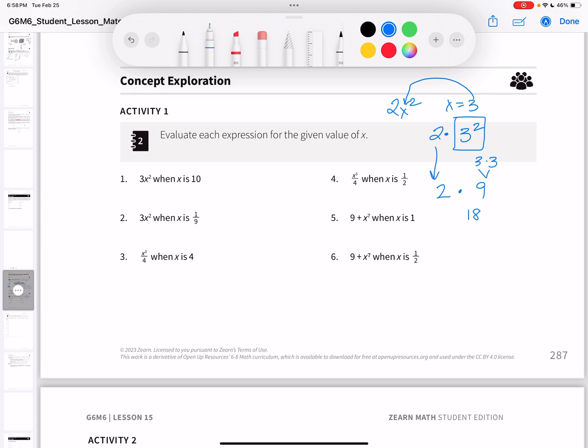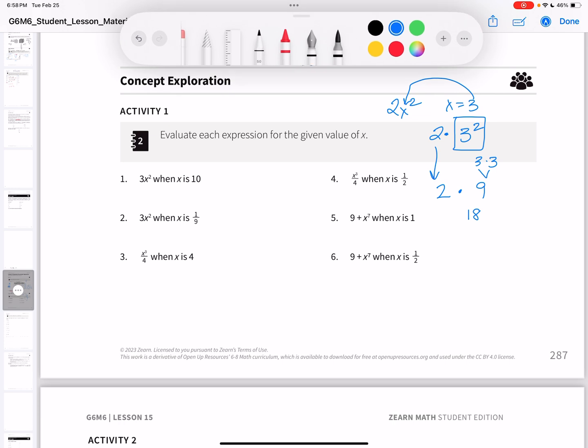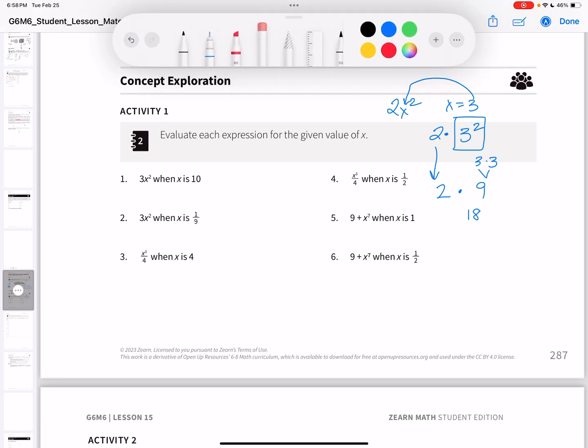And I'm going to erase that. I don't know if I can move that or not. I don't think I can. But I'm going to erase that. I'm going to move this over here. So 3 times 3 is 9, and then 2 times 9 is 18. Okay? All right, let's go on.